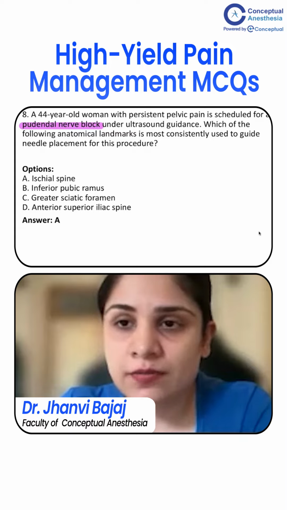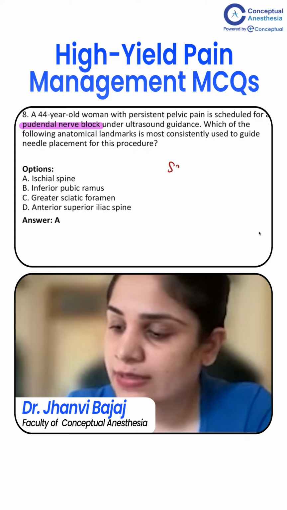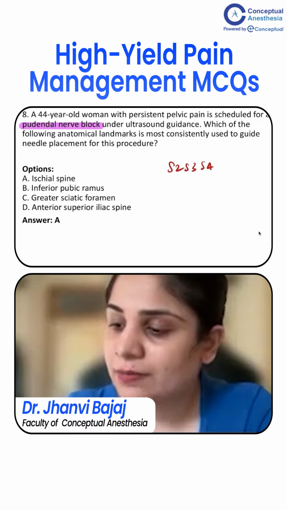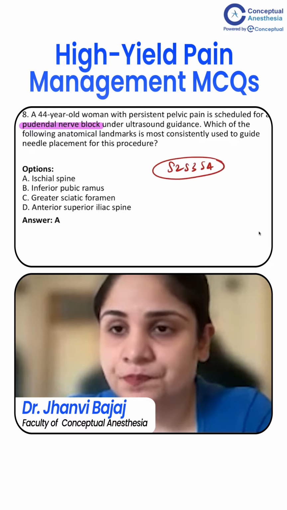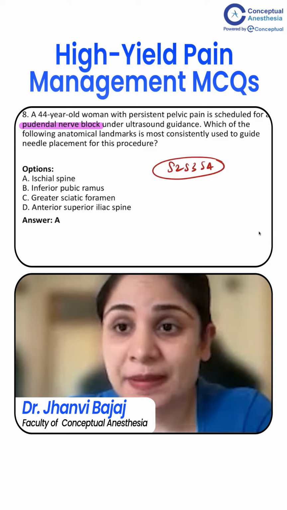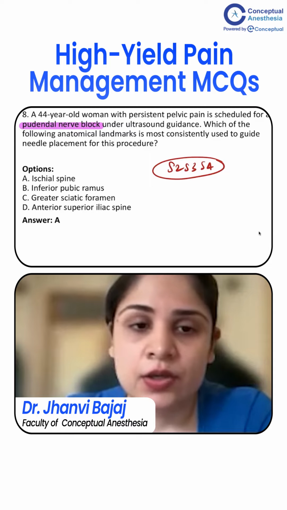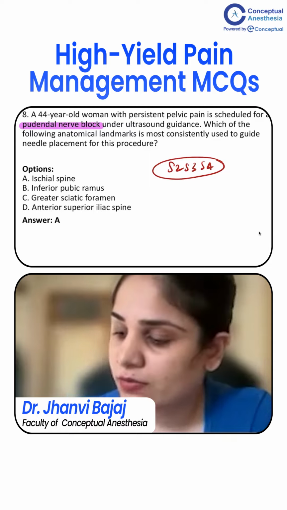The pudendal nerve arises from your S2, S3, S4 components, and it mainly supplies the area of the perineum and the perirectal area also. Okay. So your pudendal nerve, how do you block it?